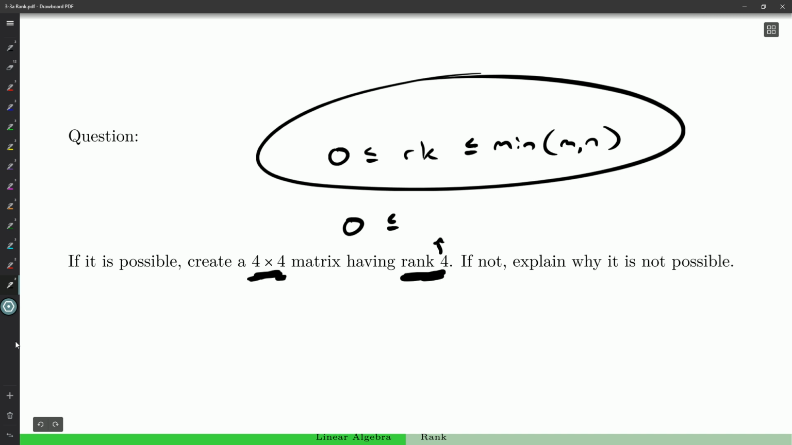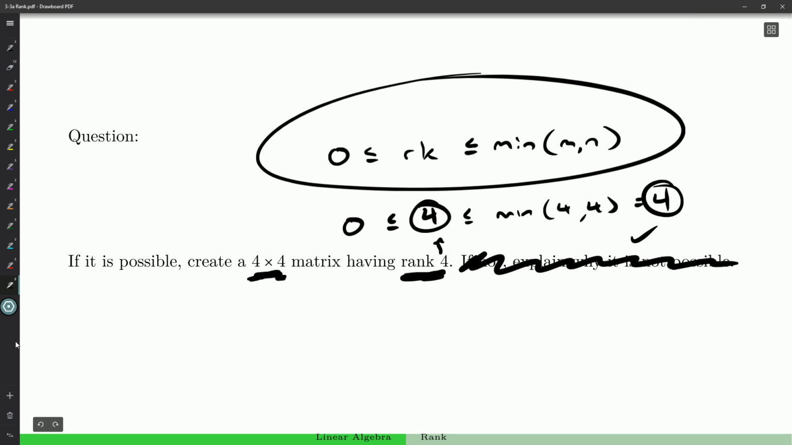We need the rank here, 4, to be less than or equal to the minimum value between 4 and 4, which is just 4. So I guess what we're asking is, is 4 less than or equal to 4? It is. So this should be possible, at least based on the theory, but we now have to create such a matrix.